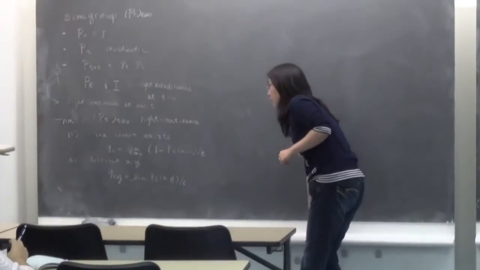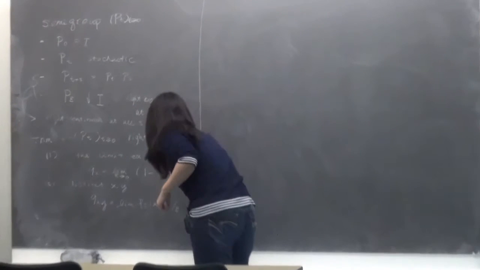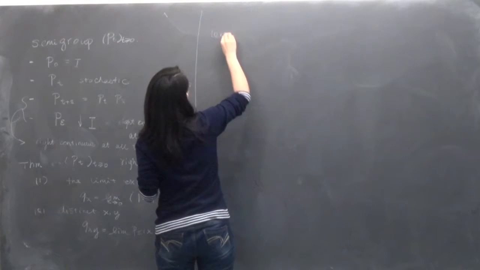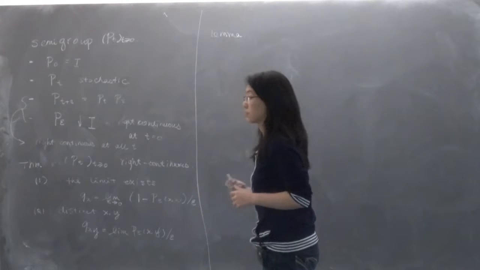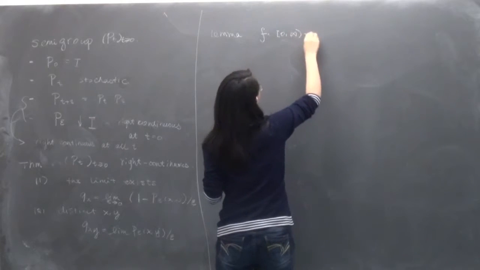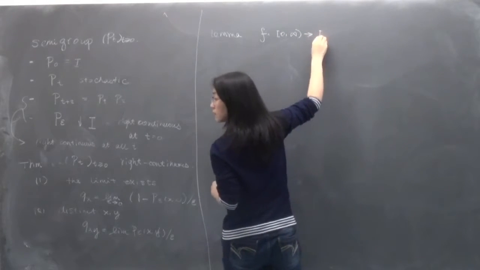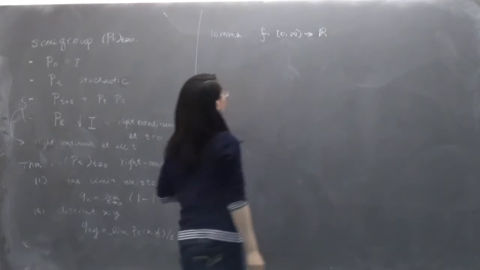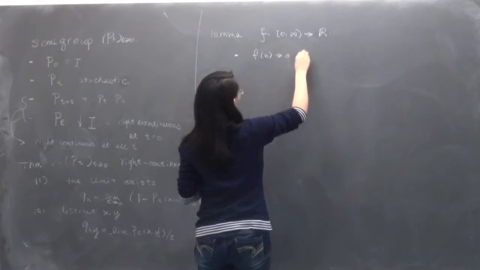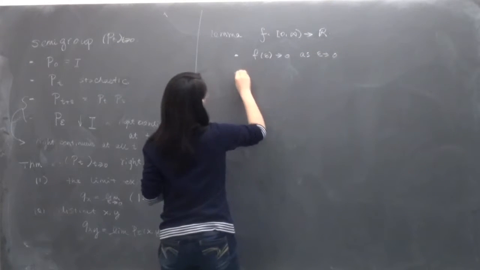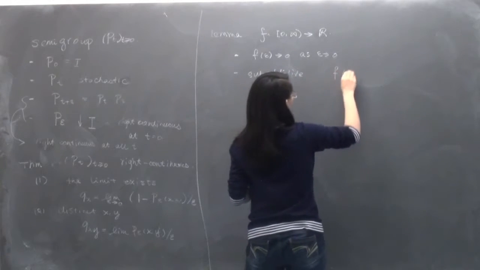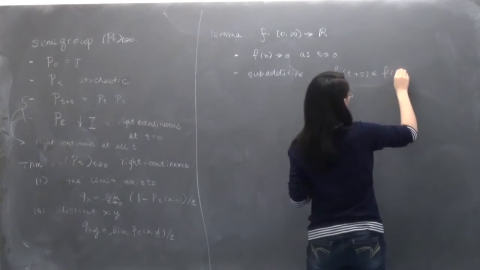Okay, proof. So for the proof of the first item, we need the following lemma. The following lemma says, if we have a function f, and we require it has two properties. First, as epsilon goes to 0, f goes to 0. Second, it is subadditive. So subadditive means f(t+s) is less than or equal to f(t) plus f(s).